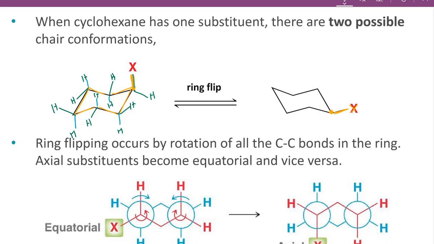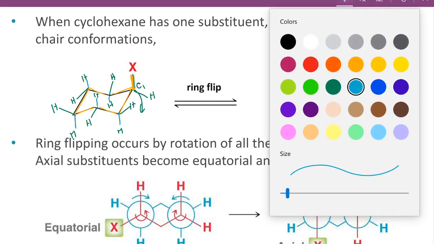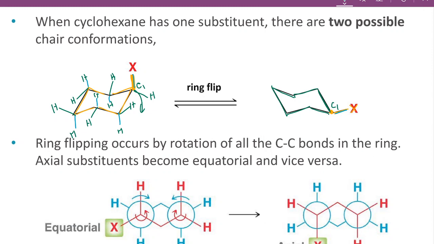Now when the ring flips, this carbon 1 is going to flip down. To draw this molecule, we're going to start with the two parallel lines having a negative slope, and fill in the other two pairs of parallel lines. Now our C1 is down here, and our substituent that was axial up has now become equatorial up. All of the axial substituents become equatorial. If it was axial up, now it's equatorial up. If it was axial down, now it's equatorial down.